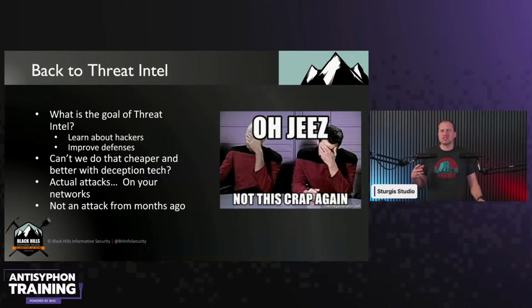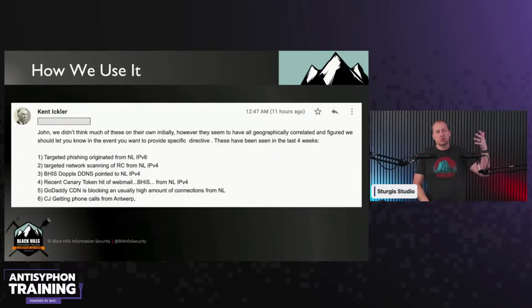And ultimately, this class is designed to get you up to speed on threat intel, but doing threat intel in such a way that it provides value. Not about an attack that happened in another organization a month ago, a week ago, a year ago, but getting threat intel through the use of deception on what an attacker is doing right now in your environment while they're trying to break in. So we have that, and yeah, we use this all the time at Black Hills Information Security.